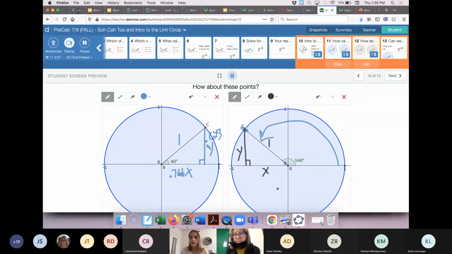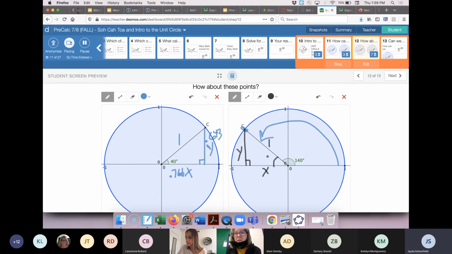Any thoughts about that? I think Jada has an idea. Okay, go ahead. So the degree of a straight line is 180, and if that happens to be 140, then the rest of this should be 40 degrees, so it all adds up to 180.